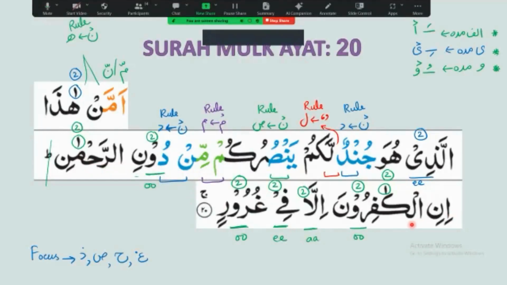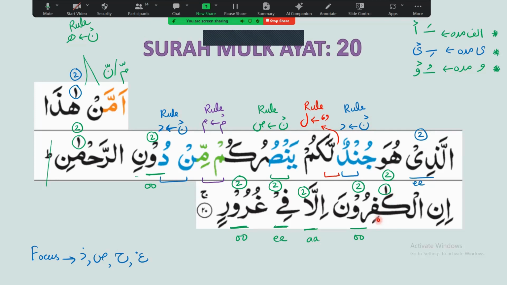Inil kafiruna. Ini. Hamza and noon letter, joining the noon letter with lam here because of sakin on the letter lam. Inil kafiruna. Kafi. Kaf letter, the light kaf, right? Kafi. Stretching because of the standing straight line here.